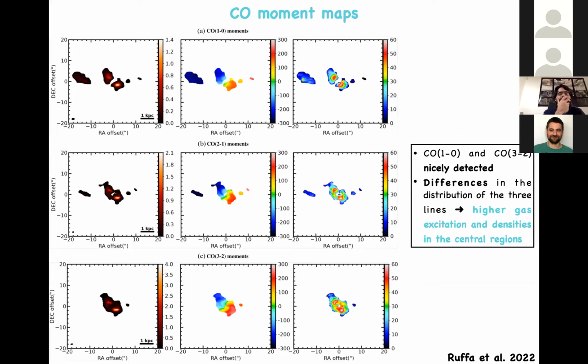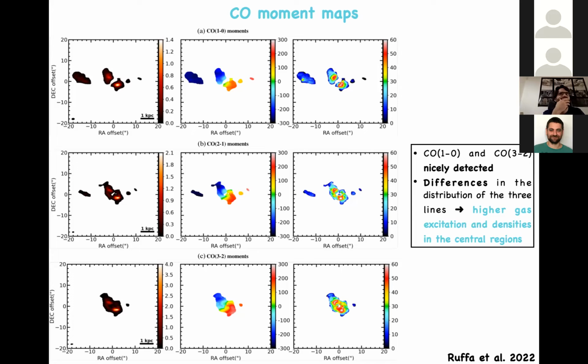Now, the CO gas is very nicely detected. The CO 1-0 and the CO 3-2 are very nicely detected, and here I show the moment 0, 1, and 2 maps in comparison with the previous CO 2-1. As you can see, especially from the moment 0 map, there are clear differences in their distribution. In particular, in the 1-0 there is a deficiency of the emission from the ground transition in the inner regions, where instead the CO 3-2 is the brightest.